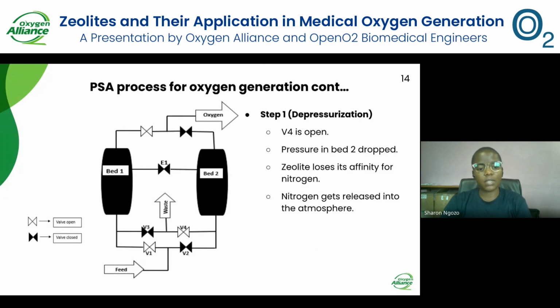As this is happening, the second bed, bed 2, is experiencing depressurization. Basically, V4 is open. V4, as I stated, is a waste valve. Once this valve is opened, the pressure that was built in bed 2 drops. As this pressure drops, the affinity that zeolite had for nitrogen is lost, and this nitrogen is now released to the atmosphere. That's why it is called depressurization, because there is a decrease in the pressure that was in bed 2. So that is the first step.